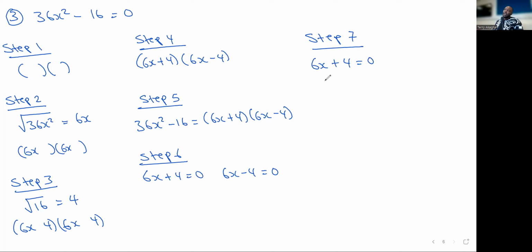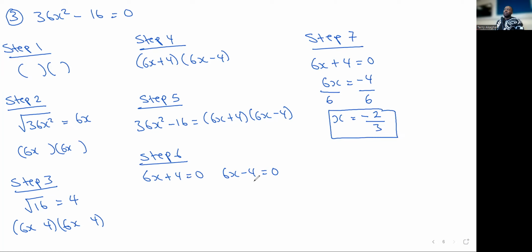Take 4 to the other side. So it's going to be 6x is equal to minus 4. Then you divide both sides by 6. Then x is going to give you minus 2 over 3. Okay? Then that's the first answer we have.